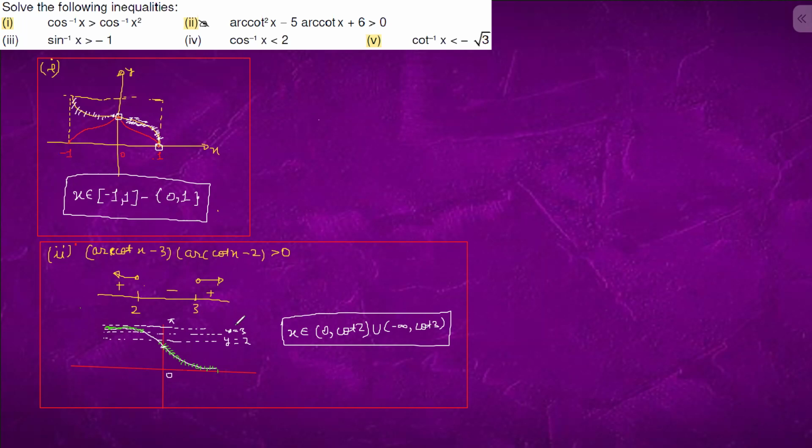And here we are getting one thing: cot inverse x is bigger than 3. So it's a decreasing function, so x will be less than cot 3. This could be something. But on the graph we are getting something different. Let's continue with the third question.